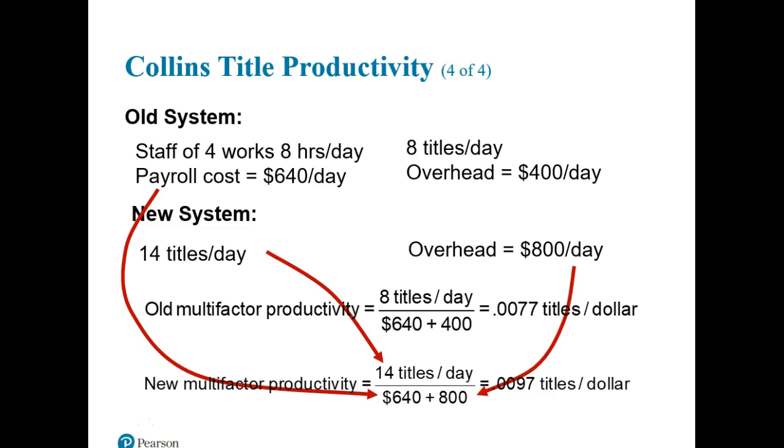So multi-factor productivity has increased from 0.0077 to 0.0097. Now this change is computed by subtracting 0.0077 from 0.0097, which equals 0.002, then dividing by 0.0077 for a 0.26, or 26% increase in multi-factor productivity. What this tells us is that both the labor, which is single factor, and the multi-factor productivity measures show an increase in productivity. However, the multi-factor measure provides a better picture of the increase because it includes all the costs connected with the increase in output.